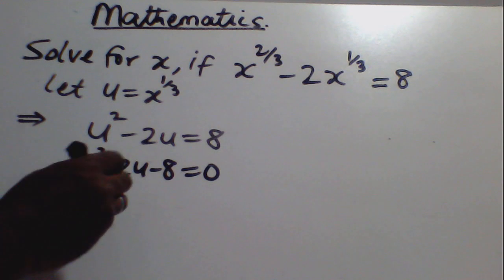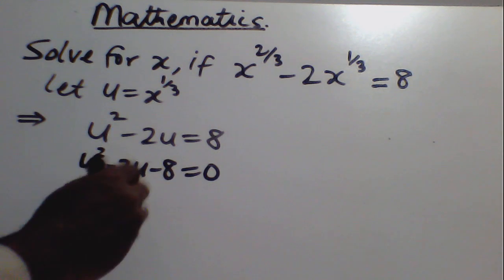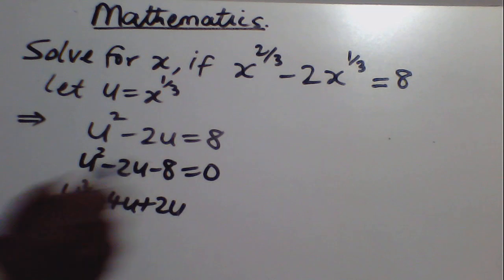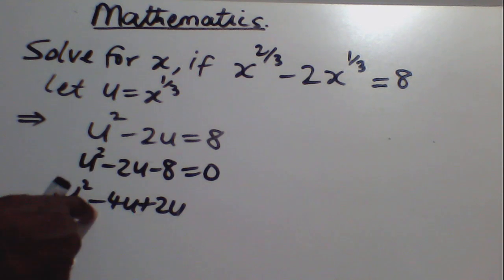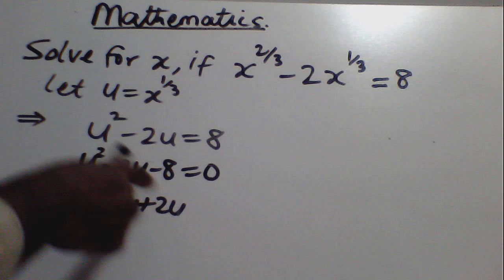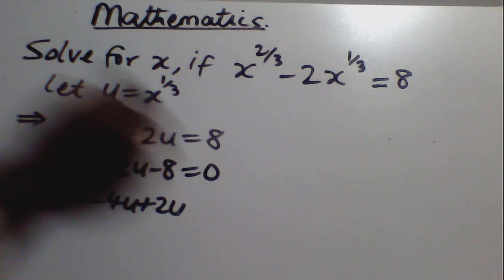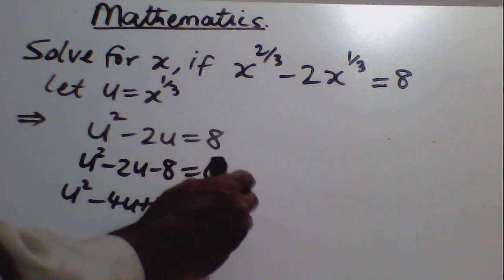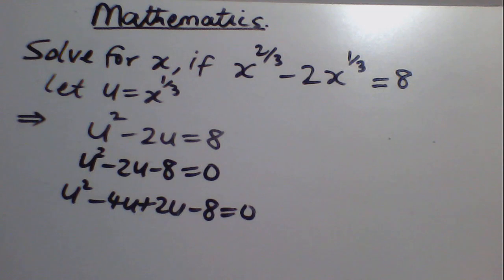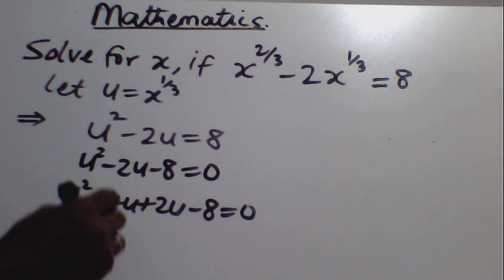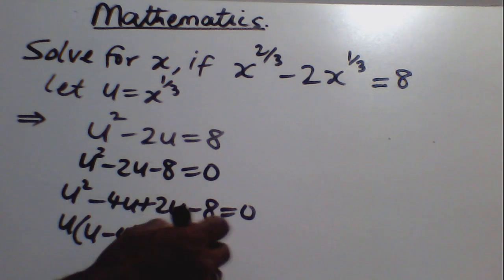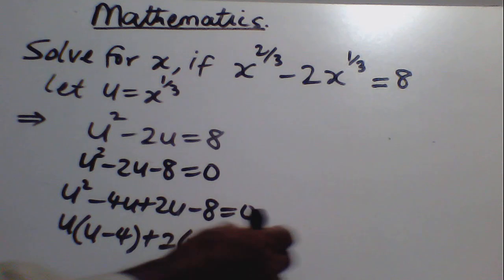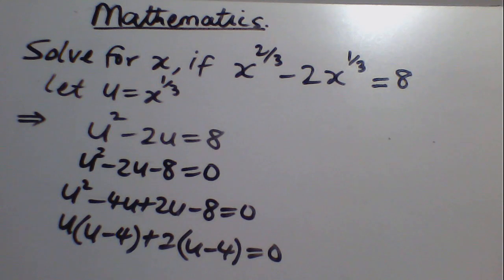We have u squared minus 4u plus 2u, because minus 4u plus 2u will give us minus 2u, and minus 4u multiplying 2u will give us what? Minus 8u squared. So you have done that before. From here, you factorize. u is common, we have u minus 4. 2 is common, you bring out 2, u minus 4, and that gives us 0.